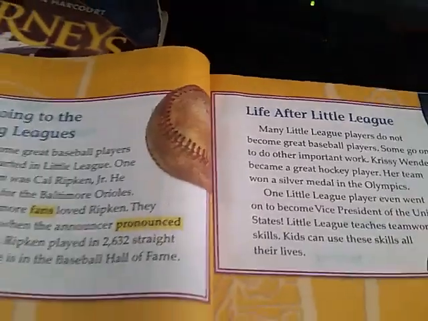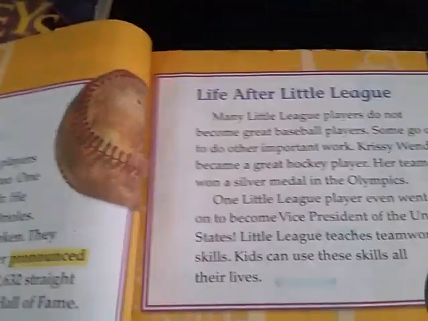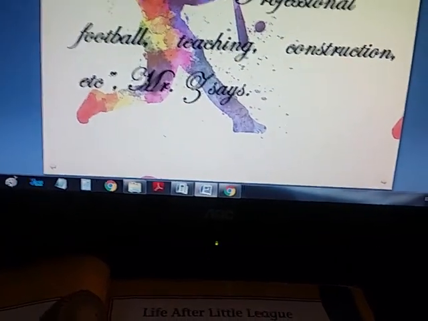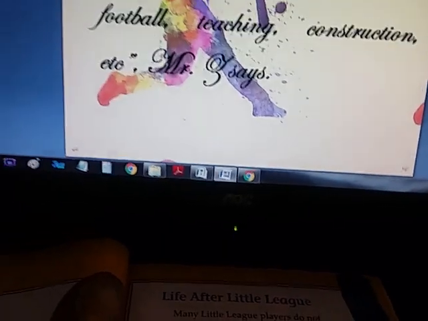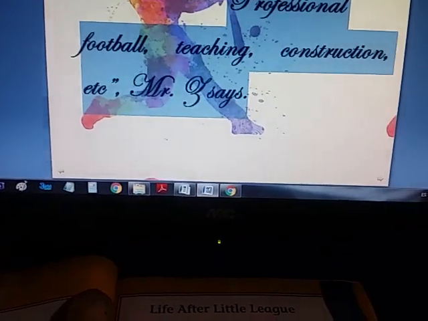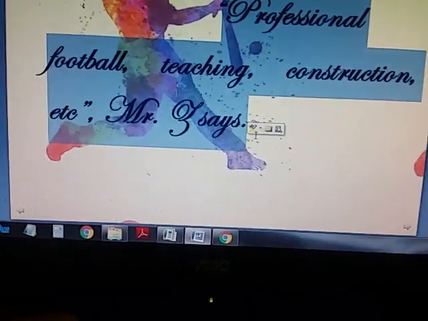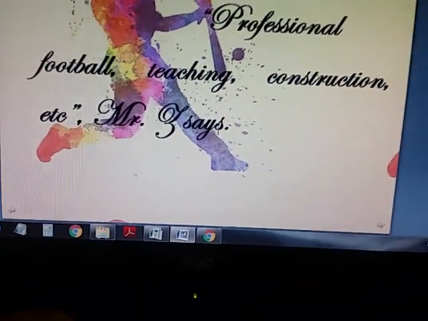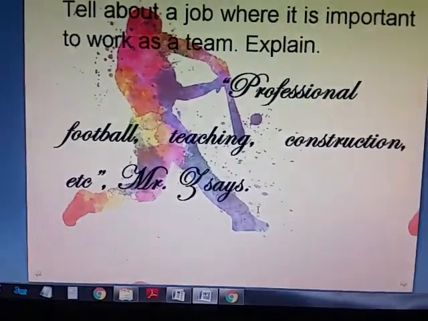And we are told again that this game teaches many skills, especially teamwork. And my question goes like, tell about a job where it is important to work as a team. Explain. And I wrote professional football, teaching, construction, etc., Mr. Z says. So that's my opinion, fellas. I think those jobs need teamwork. It's a must in them.